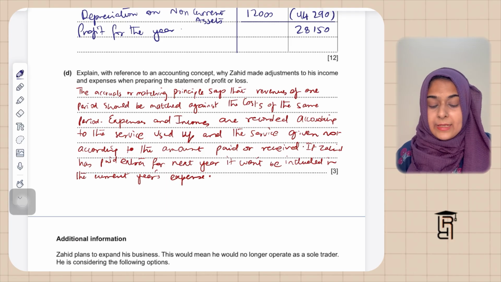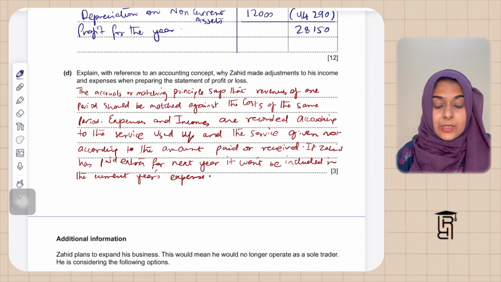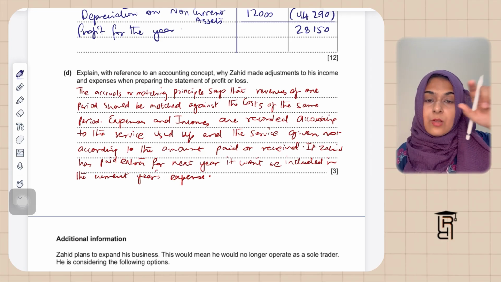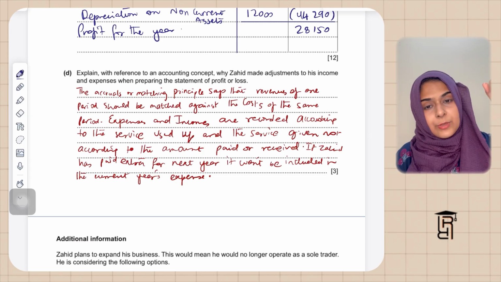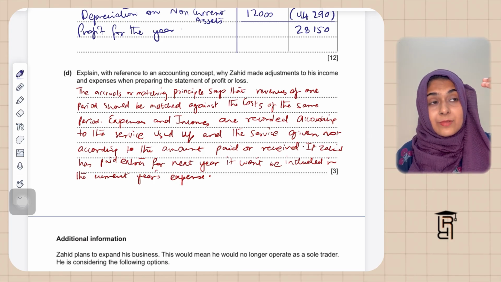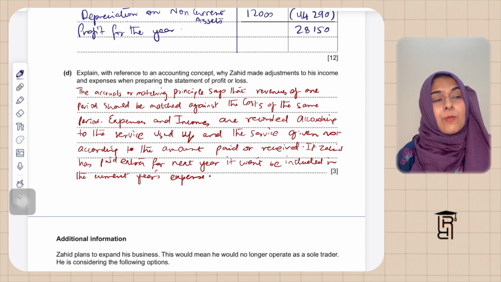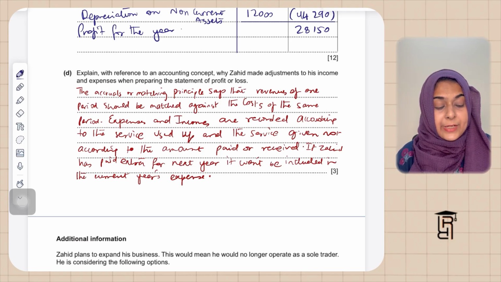तो इधर मैंने लिखा है द अक्रूल्स और मैचिंग प्रिंसिपल सेज दैट रेवेन्यूज ऑफ वन पीरियड शुड बी मैच्ड अगेंस्ट द कॉस्ट ऑफ द सेम पीरियड. सो एक पीरियड की कॉस्ट ही रिकॉर्ड होगी. अगर हमने कुछ एक्स्ट्रा पे कर दिया फॉर नेक्स्ट ईयर, दैट विल नॉट बी रिकॉर्डेड इन द करंट ईयर्स इनकम स्टेटमेंट बिकॉज वी हैवंट यूज्ड इट एज येट. सो ये वो प्रीपेड एक्सपेंस हो जाता है, वो हमारा करंट एसेट है. ठीक है. Expenses and incomes are recorded according to the service used up and the service given, not according to the amount paid or received.